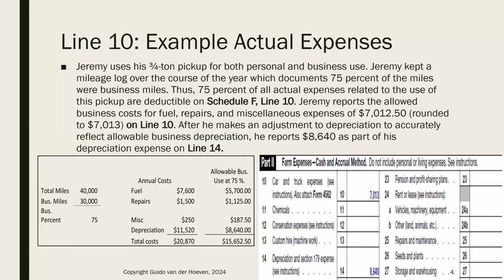So what we do here, though, is we're going to report that actually on two different lines. The allowable car expenses, we'll see that it's going to be $7,013. That's going to be 75% of fuel, repairs, miscellaneous. But you'll see that the depreciation is going to be down there on line 14 as a separate number. But if we add those two numbers together, they should be 15,653 on that amount. So there is record keeping. We don't want to just pull a number out of the air, although I know that it's done.